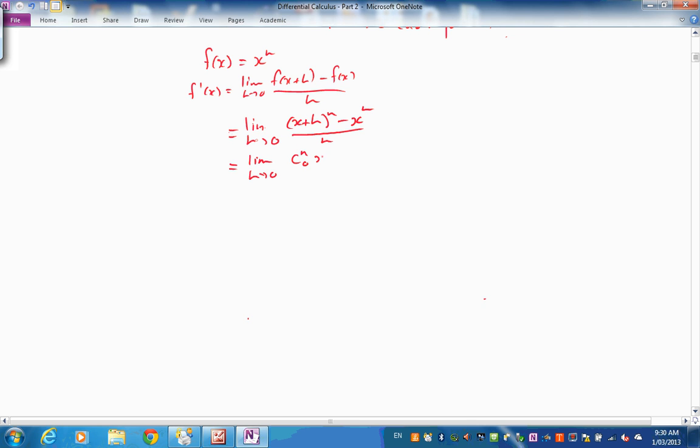Cn naught x to the n plus Cn1 x to the n take 1 by h to the 1 plus Cn2 x to the n take 2 by h to the 2. Do you see the pattern? Decreasing the power of x, increasing the power of h, and so you'll go right up to Cnn, no x's and h to the n. So that's our x plus h to the n using Pascal's triangle.